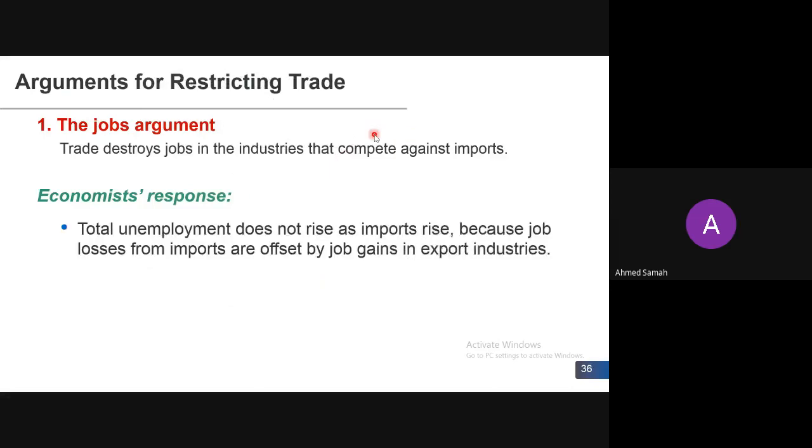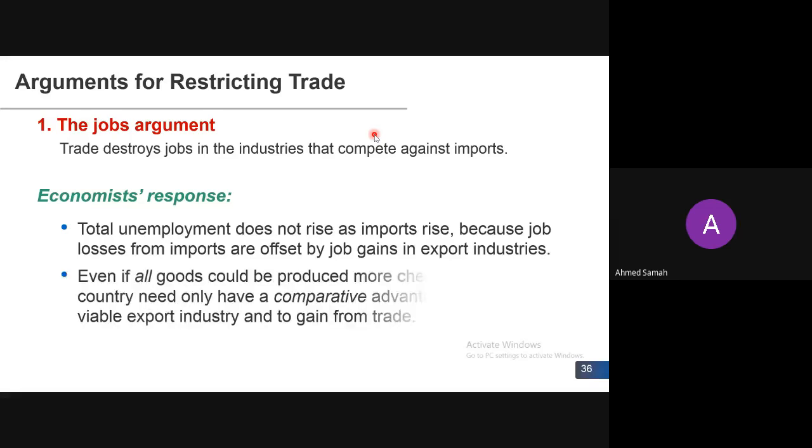Total unemployment does not rise as imports rise, because job losses from imports are offset by the growing gains in export industries. The import industry loses jobs while the export industry gains jobs, so unemployment does not really get affected. Even if all goods could be produced more cheaply abroad, the country need only have a competitive advantage to have a viable export industry and to gain from trade.